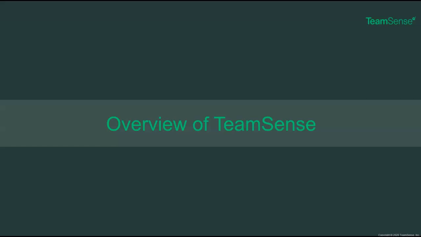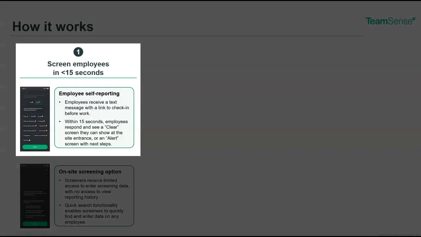Teamsense is a platform that enables your organization to screen employees for symptoms of COVID-19 before they start work. It happens in 3 basic steps. First of all, we send a text link to employees before their shift starts. This includes a link that they can click on, which will take them to a mobile web page where they will see prompts telling them to report their health status. We find that most folks are able to report their health status within 15 seconds or less.